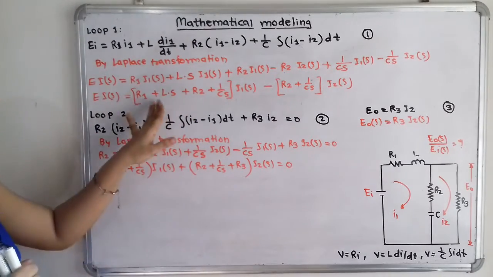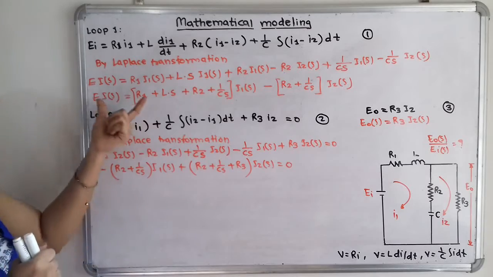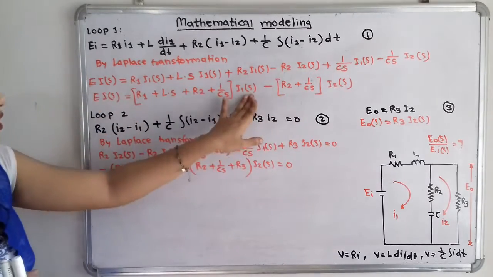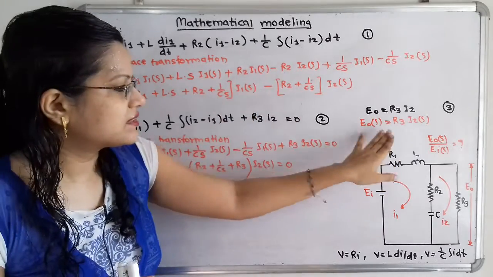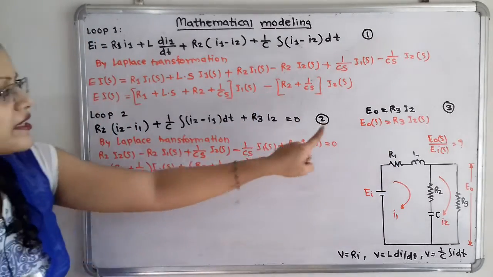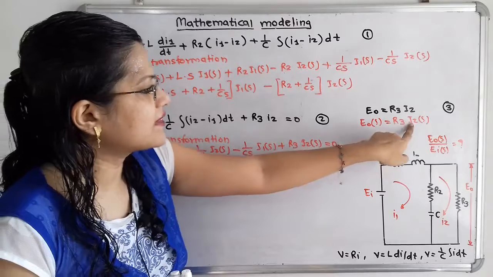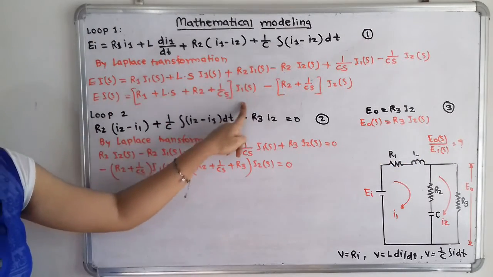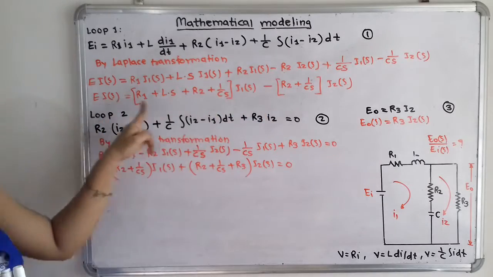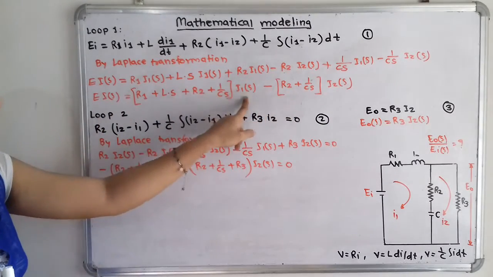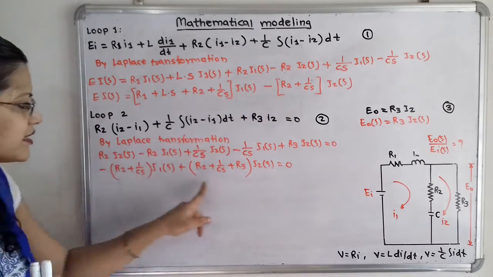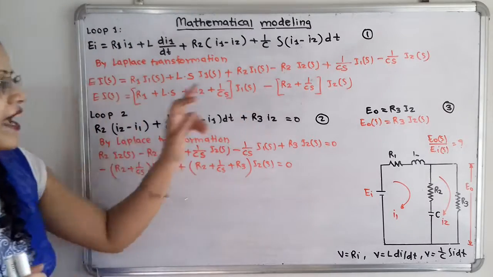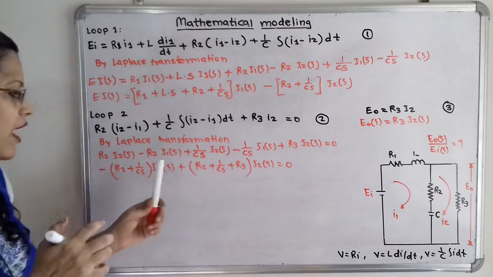So for that we have to simplify this. Now we can write this EI of S in terms of EO of S. So how to write? Here EO of S is nothing but R3 I2 of S. So we will remove I1 from this equation. So how to remove? For that, from this second loop equation we will take the value of I1 in terms of I2.